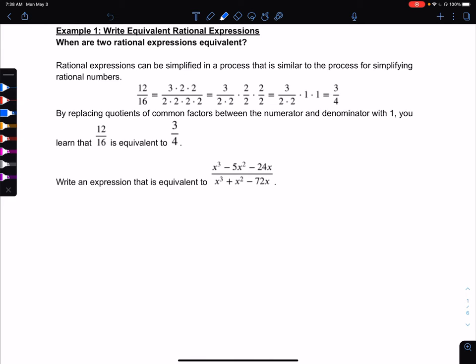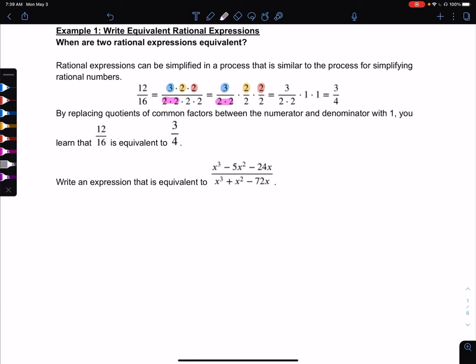If we look at something like 12 over 16, we can break 12 up into 3 times 2 times 2. I'm going to highlight a bunch of things so we can keep track of what we're changing. That 3 is also there. This 2 is rewritten here. This 2 is rewritten here. Then we have 2 times 2.